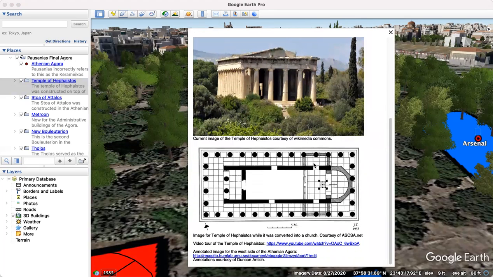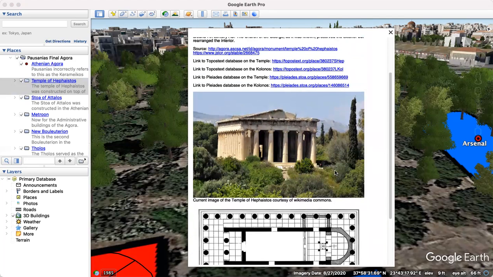As you can see here, this is an image of what the church plans would have looked like for the Church of St. George. Today, it is still one of the best preserved buildings in all of ancient Greece.